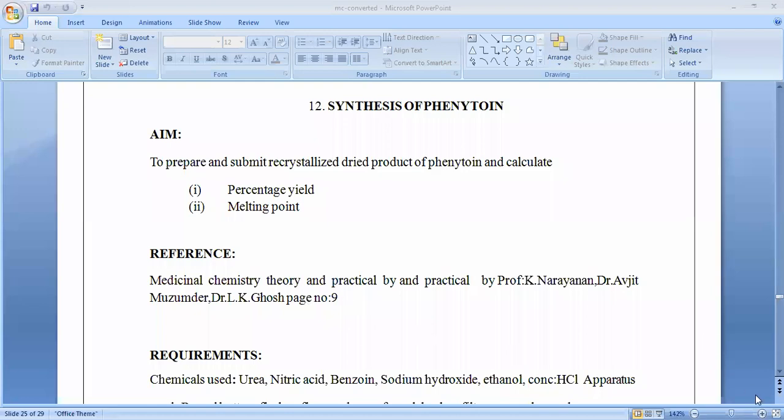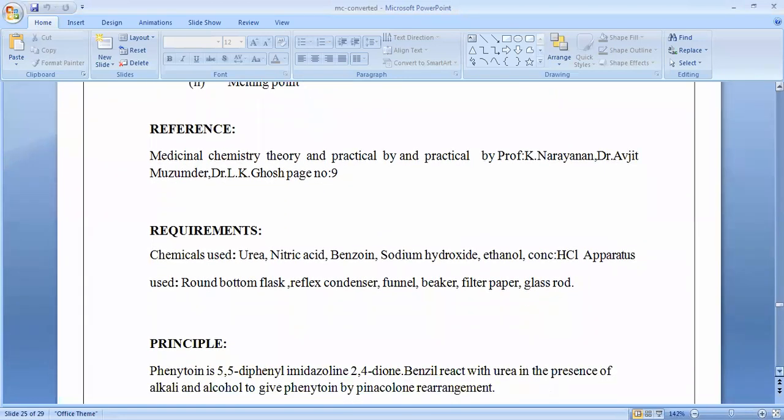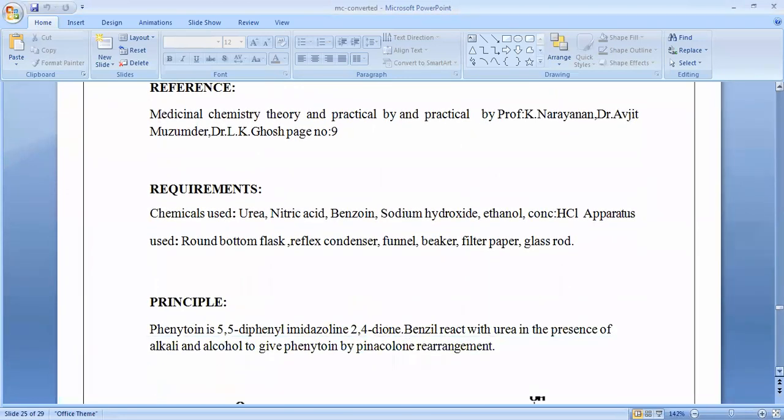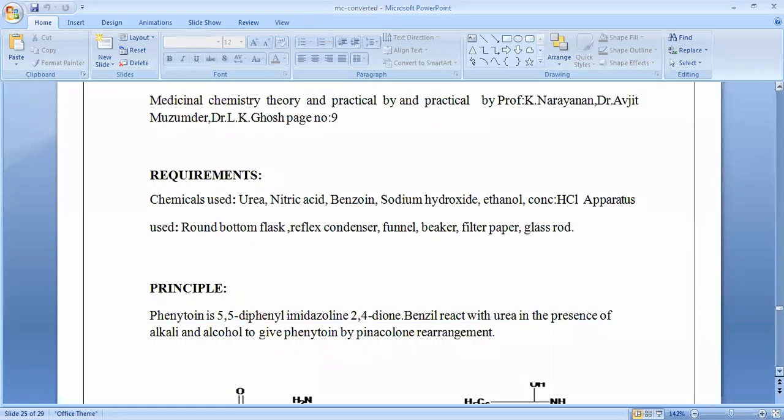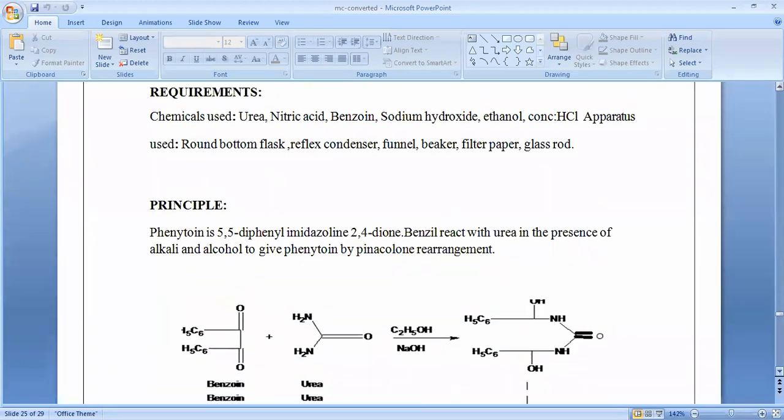Now, the requirements for the synthesis of the phenytoin drug molecule: we require urea, nitric acid, benzoin, sodium hydroxide as an alkaline solution, ethanol as a solvent, then concentrated hydrochloric acid, and particularly we are synthesizing this drug molecule in the round bottom flask. Now, what is the synthesis of phenytoin, or the principle behind this synthesis?